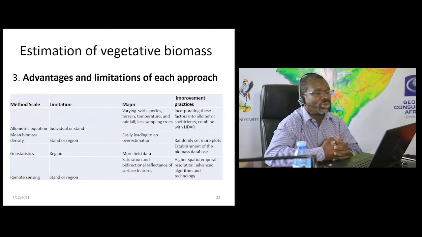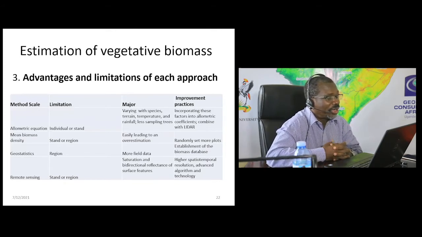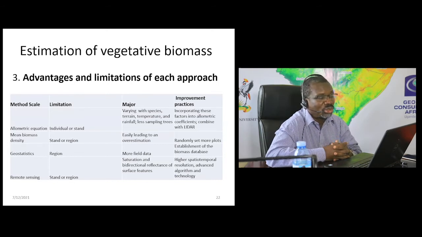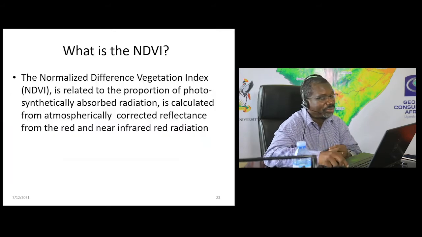Of course, the issue of geostatistics is known. As I said before, different models will produce different values. But again, the way the data is collected and the requirement on the data is also very important. On the side of remote sensing and other tools, of course, the resolution is also very, very crucial.